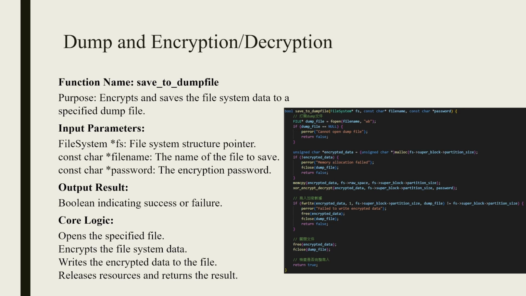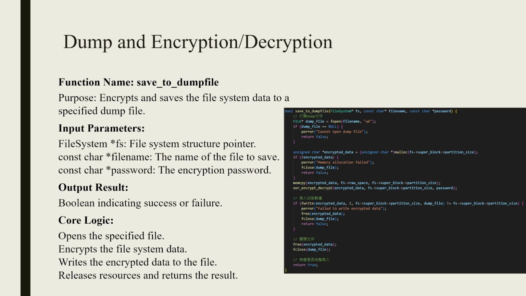The third part is that it will copy and encrypt the data: it copies the raw file system data to the allocated memory and encrypts it using the XOR encrypt decrypt function. The next step will write the encrypted data to the dump file, ensuring the correct number of bytes is written. The last step will release the allocated memory and close the file. So the key feature of this function is efficient encryption with XOR operations.